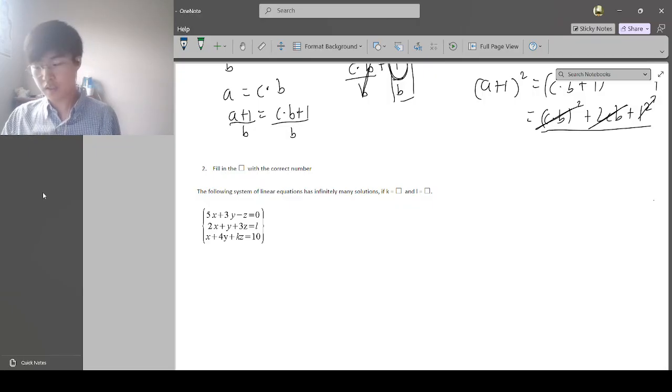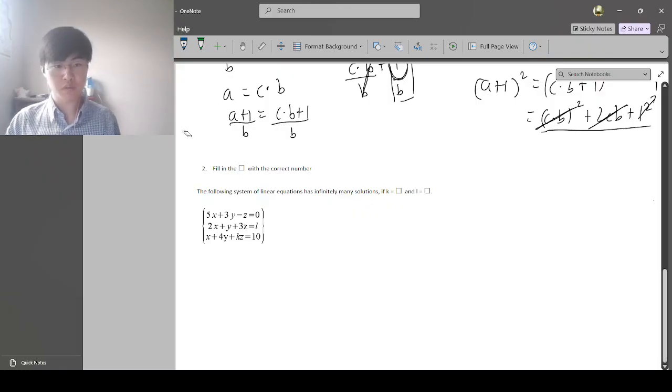This is the second problem in the exam for STEM majors, and I want to first off start by just looking at the problem quickly. It says, fill in the blank with the correct number. The following system of linear equations has infinitely many solutions if k is equal to blank and L is equal to blank.